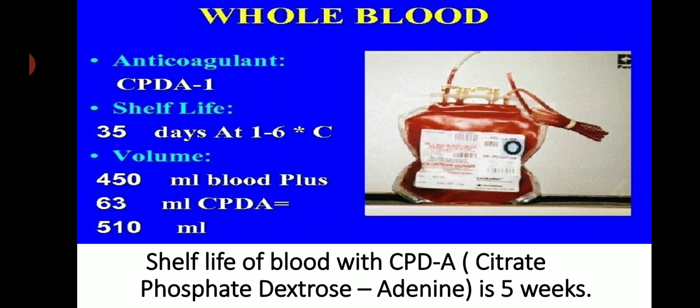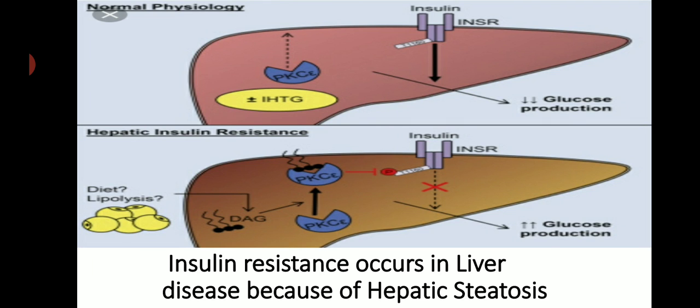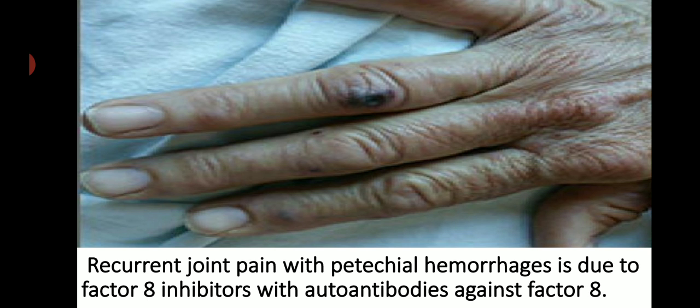Shelf life of blood with CPDA is 5 weeks. Insulin resistance occurs in liver disease because of hepatic steatosis. Recurrent joint pain with petechial hemorrhages is due to factor VIII inhibitors, with autoantibodies against factor VIII.